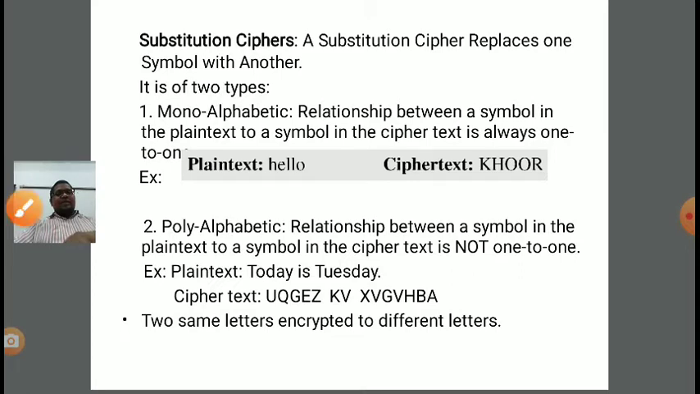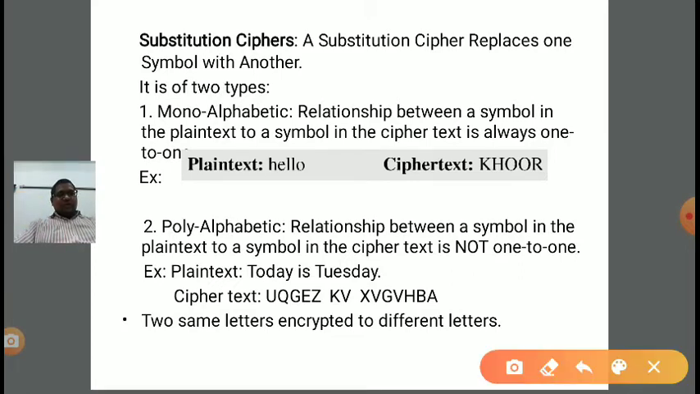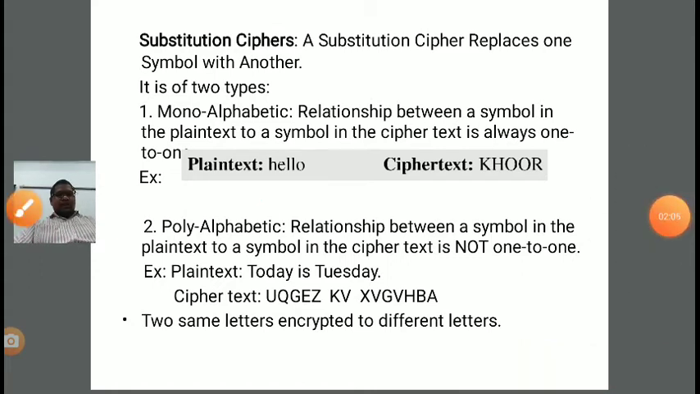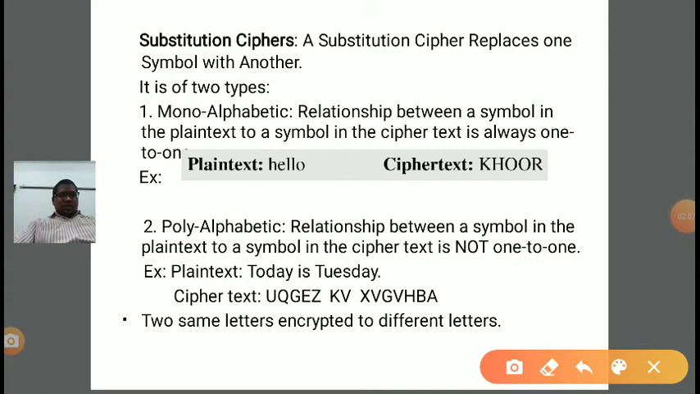Here one example is listed, so try to understand it. In the plain text there are five alphabets: HELLO. Every alphabet has a corresponding alphabet in the ciphertext, so in the ciphertext there are also five alphabets. H here is replaced with capital K, and E is replaced with capital H.